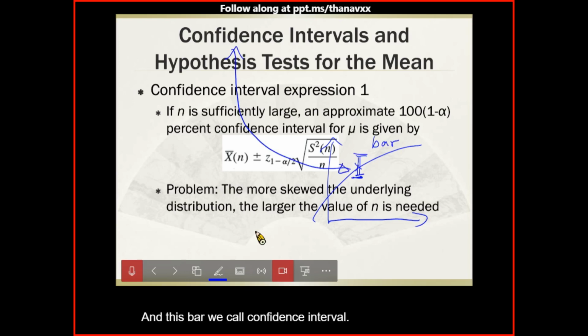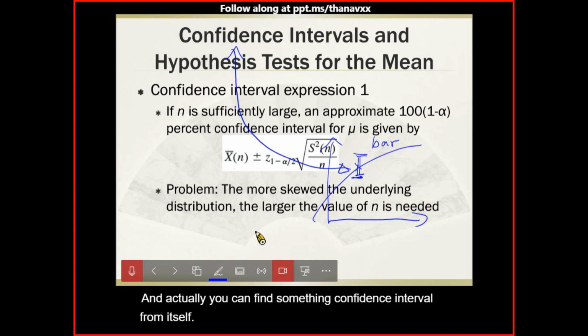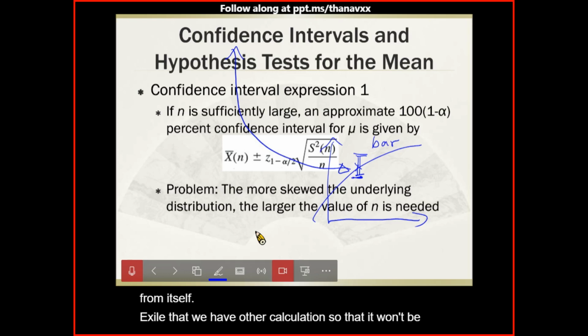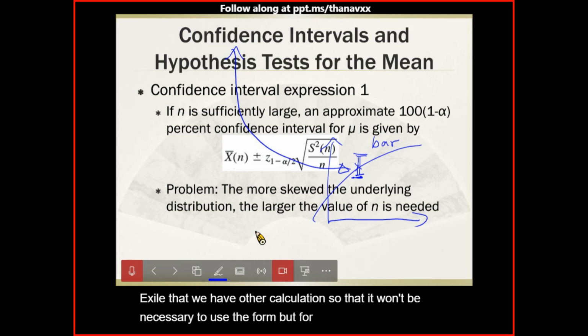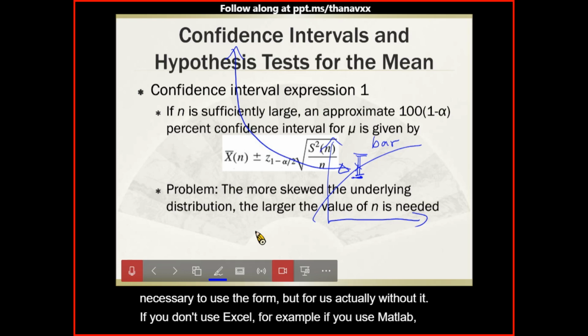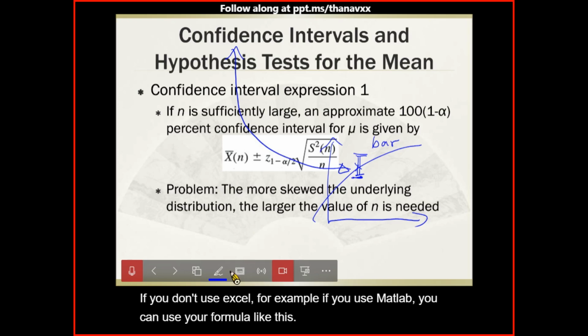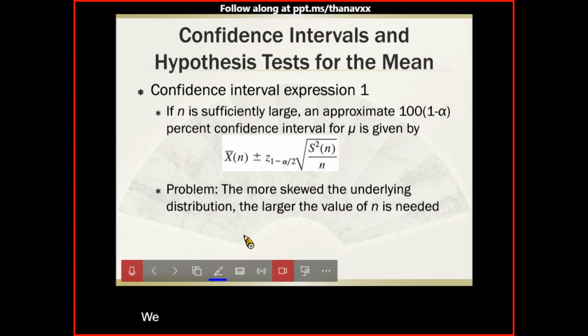And actually, you can find confidence interval from Excel. Excel has the calculation, so it won't be necessary to use the formula. But for us, actually, we do have the formula. If you don't use Excel, for example, if you use MATLAB, you can use your own formula like this. Well, we have two ways to get a confidence interval: if we have normal or we have t distribution.